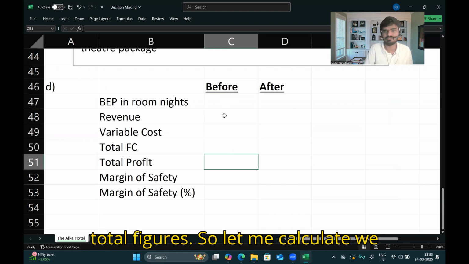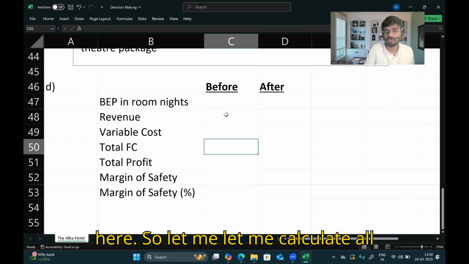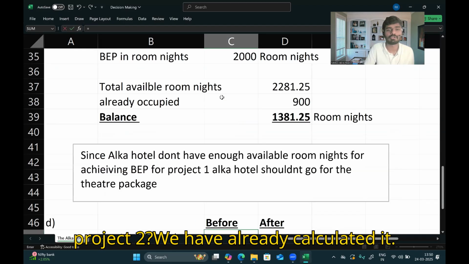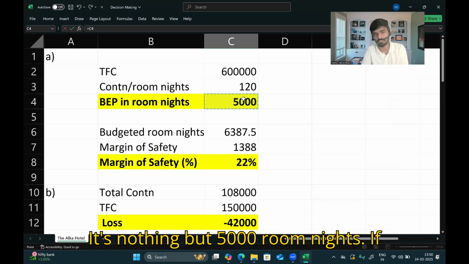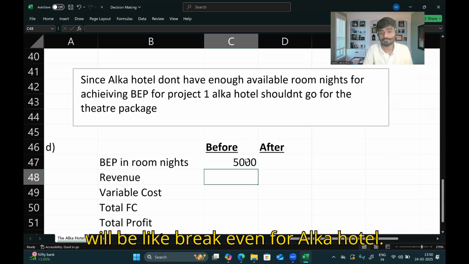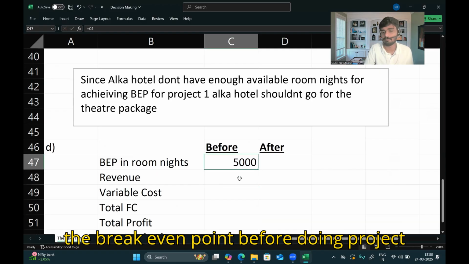We have already calculated the total figures. Yeah, I already calculated many figures here. So let me calculate all these things before doing project 2. What was the break-even point before doing project 2? We have already calculated it. It's nothing but 5,000 room nights. If they can achieve 5,000 room nights, it will be break-even for Alka Hotel. So we have written 5,000 room nights. It's the break-even point before doing project 2.